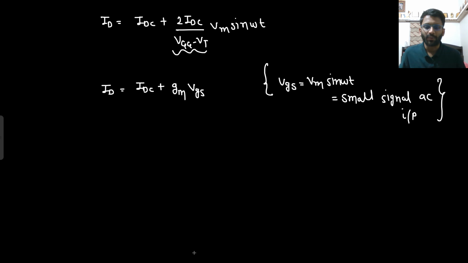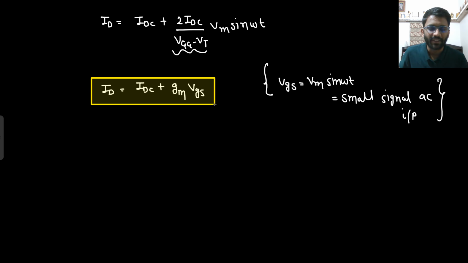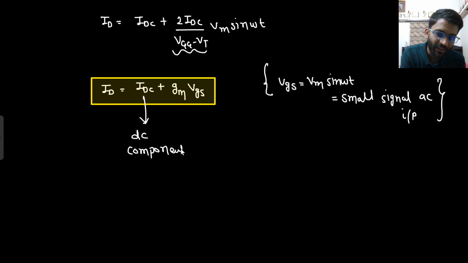So here I got to know that in my ID expression, what am I getting? I am getting a DC component, and along with that, in addition, I am getting an AC component. Are you getting this point or not?